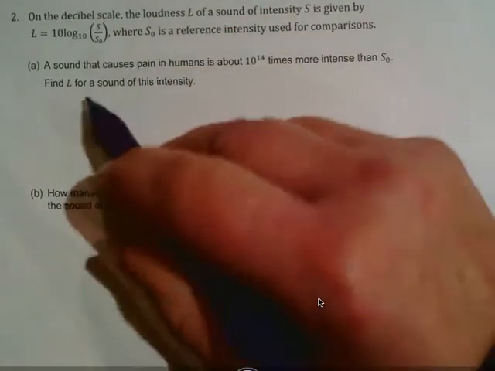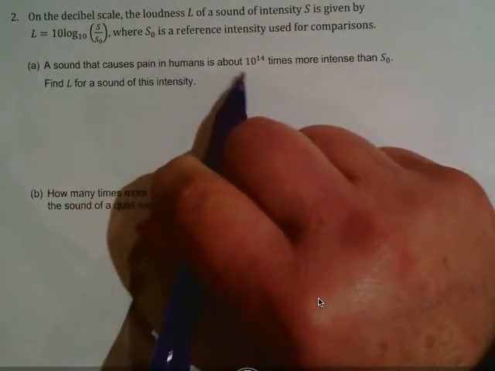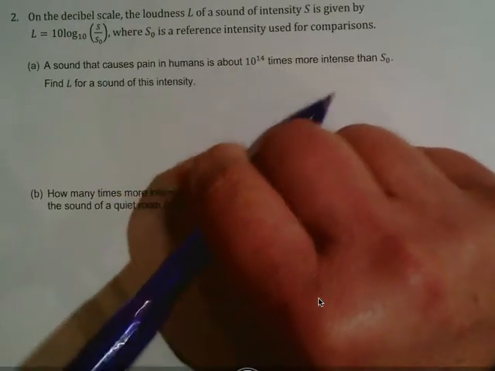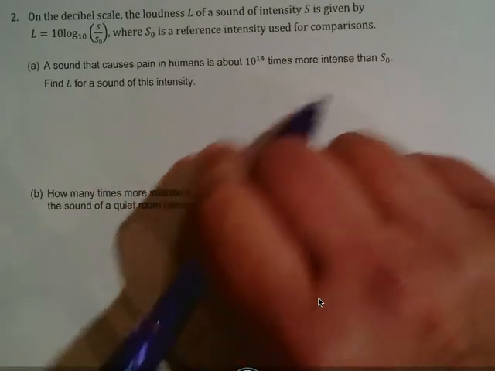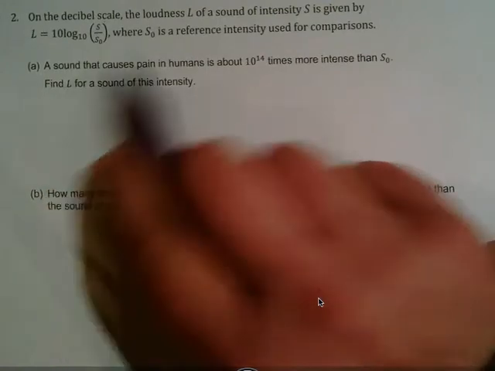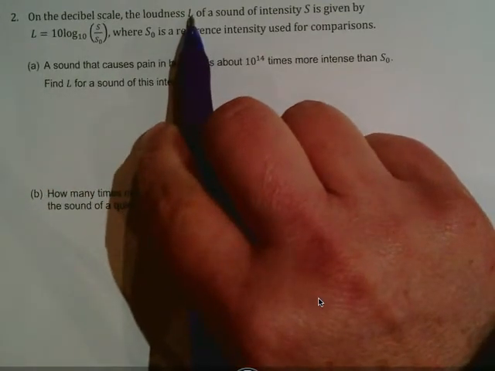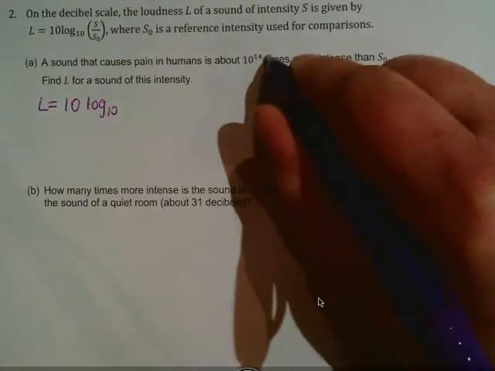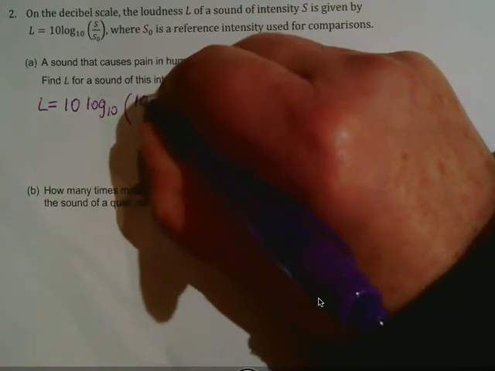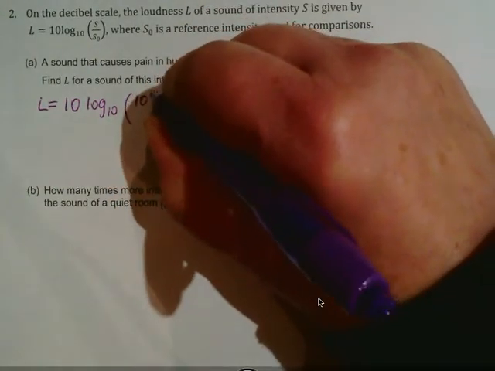Now it says a sound that causes pain in humans is 10 to the power of 14 times more intense than S sub 0. Find L, which is the loudness, for a sound of this intensity. So L equals 10 times log to the base 10. Now they said it was 10 to the 14 times more intense. So S is 10 to the 14 times S sub 0 over S sub 0.